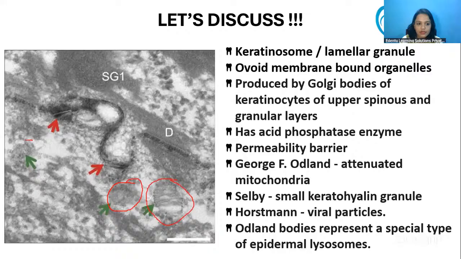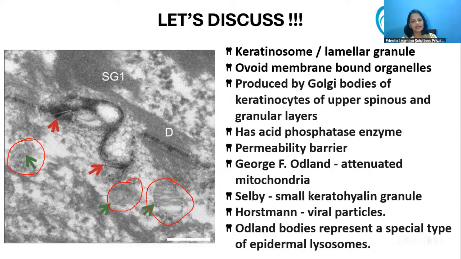These Odland bodies are produced by the Golgi bodies of the keratinocytes. Every cell will have Golgi bodies, and these keratinocytes will also have Golgi bodies. These Golgi bodies in the spinous layer and in the granular layer produce something called keratinosomes or lamellar granules, or Odland bodies.